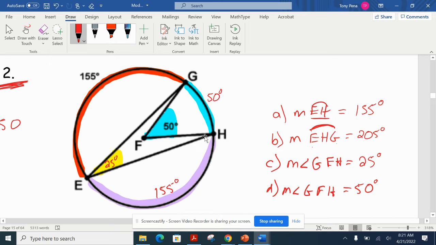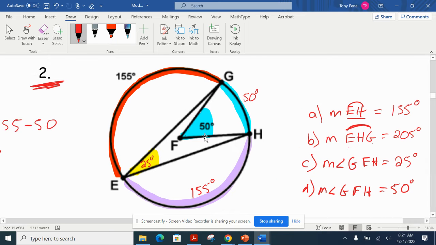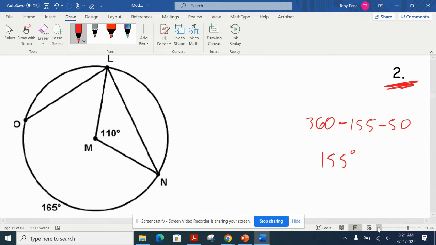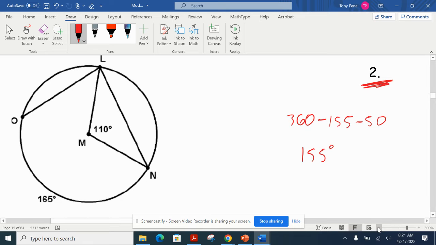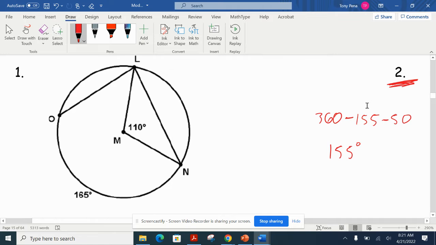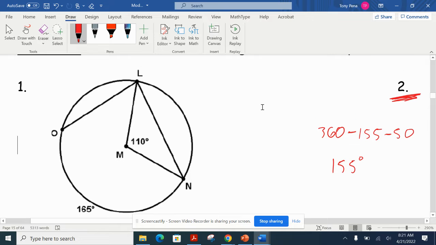All right. Let's go ahead and do number one now. It's all based on the same stuff. They're going to get a little sneakier, a little trickier, but it's pretty much the exact same thing that we did in number two.